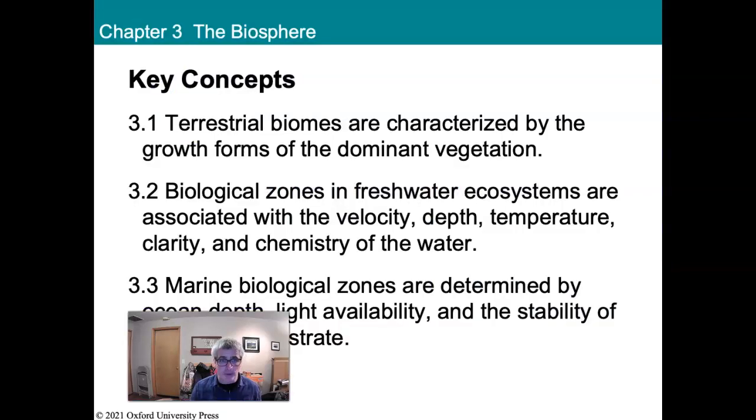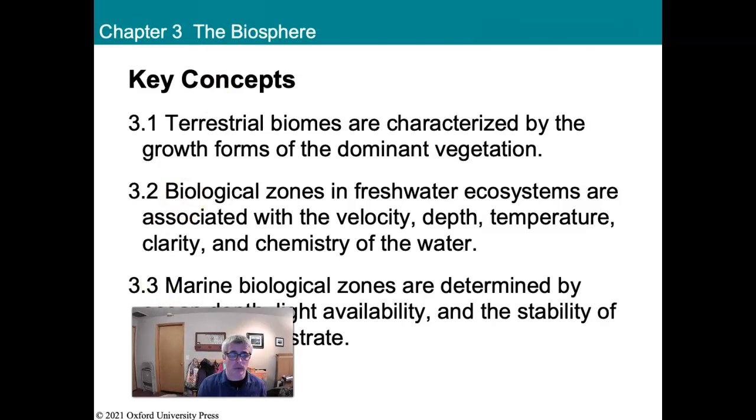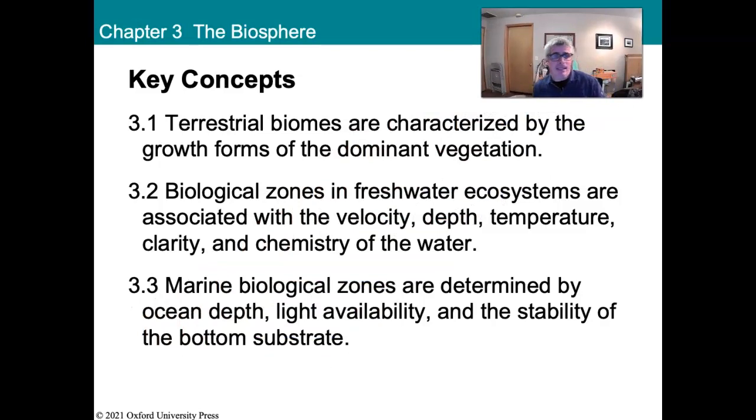So for this chapter, our key concepts are: the terrestrial biomes are characterized by the growth forms of the dominant vegetation. Biological zones in freshwater ecosystems are associated with velocity, depth, temperature, clarity, and chemistry of the water. Marine biological zones are determined by ocean depth, light availability, and stability of the bottom substrate.